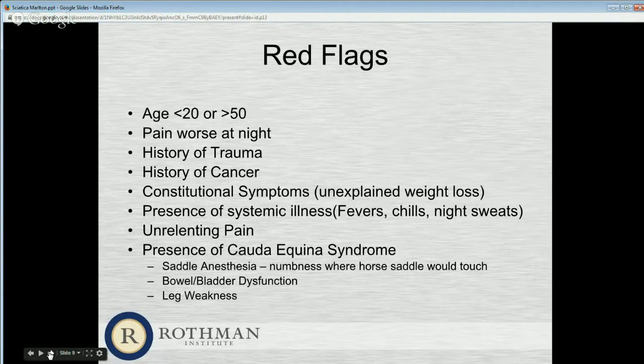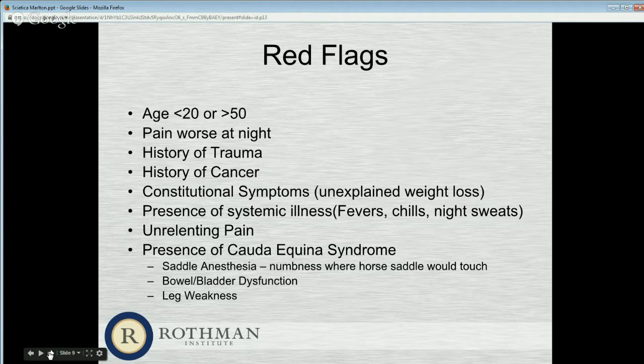Pain that's worse at night, you shouldn't be kept awake by pain. That's usually a red flag. We need to look at it and make sure that we're not missing something that's aggressive. A history of trauma, that's really to rule out fracture. History of cancer, we want to make sure that you don't have any cancer in your bones that's causing this pain or any cancer that could be pressing on a nerve.